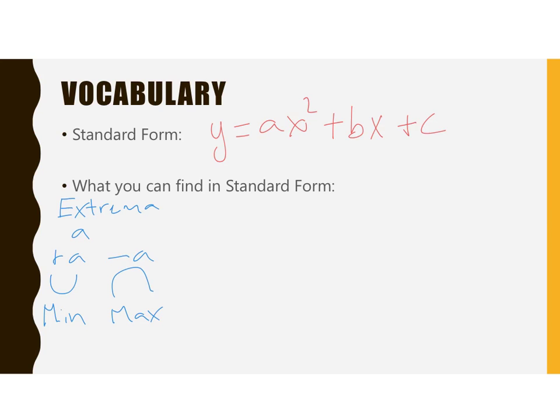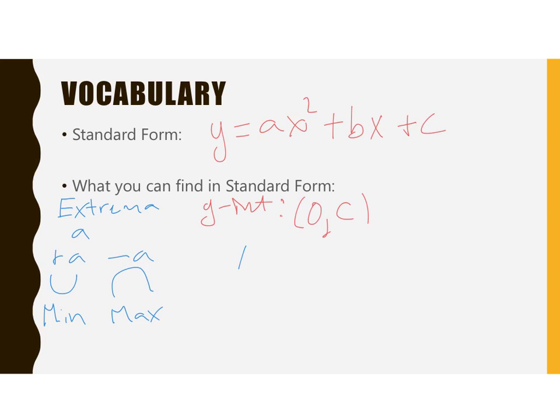Another very easy thing to find is the y-intercept. That's all based on the value c. C is the y-intercept, but make sure to write it as an ordered pair, 0, and whatever the value of c is.